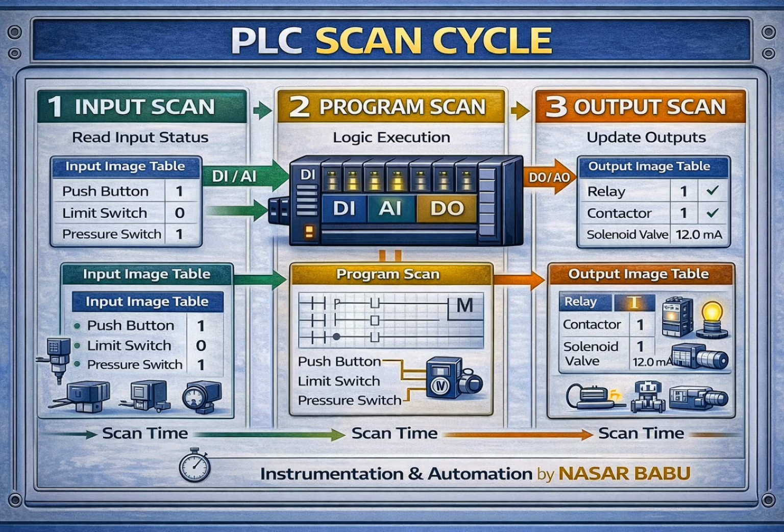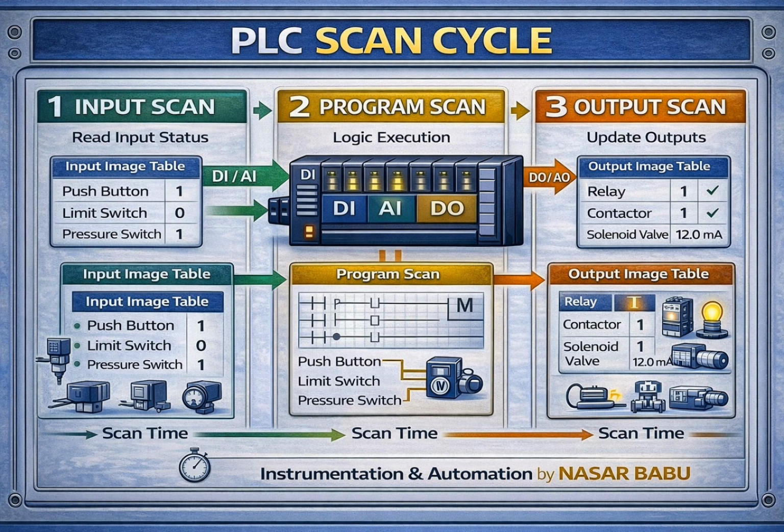First, the PLC performs the input scan. During this step, the PLC reads the status of all field inputs. For example, push button, proximity switch, limit switch, pressure switch. The PLC does not use these signals directly. It stores them in memory called the input image table.